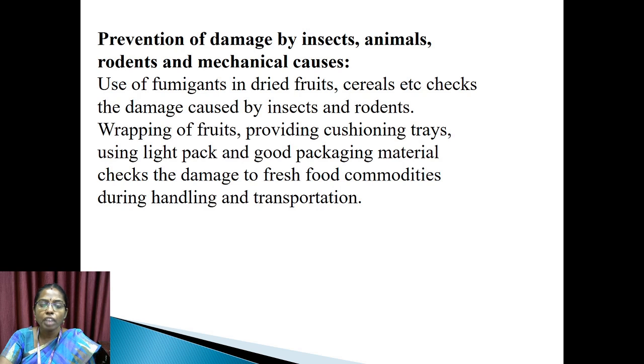Next, the prevention of damage by insects, animals and rodents, and mechanical causes. Use of fumigants in dried fruits, cereals, etc. checks the damage caused by insects and rodents. Wrapping of fruits, providing cushioning trays, using light packs and good packaging material checks the damage to fresh food commodities during handling and transportation.